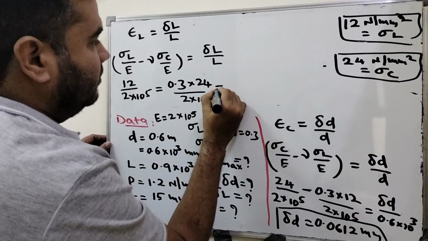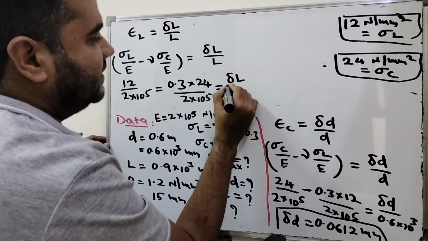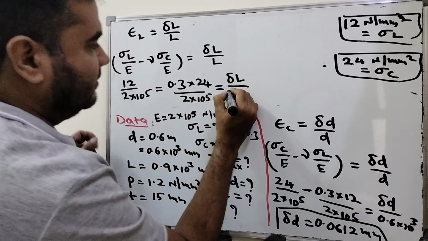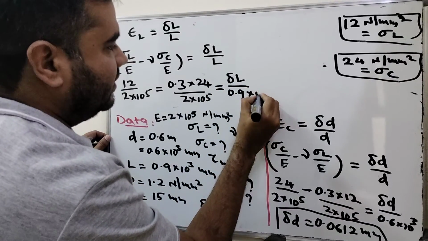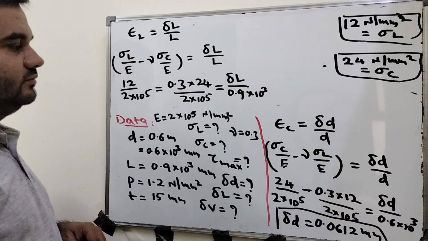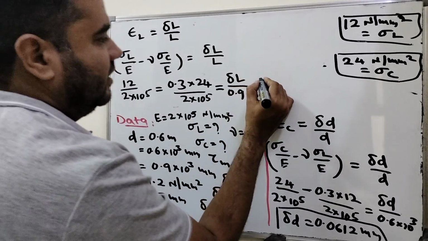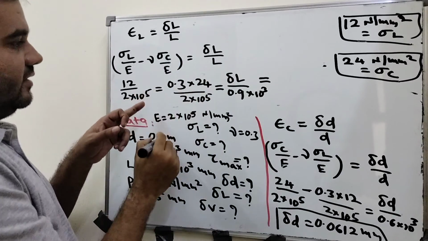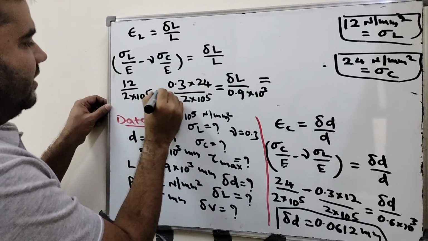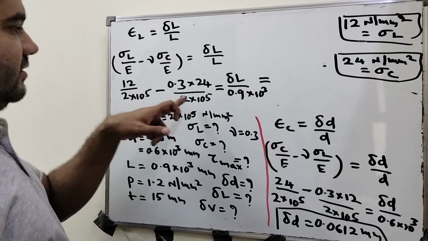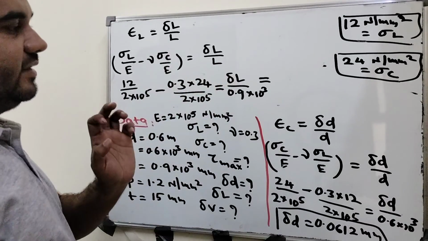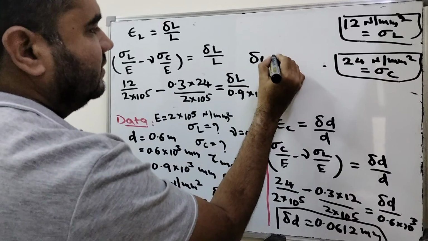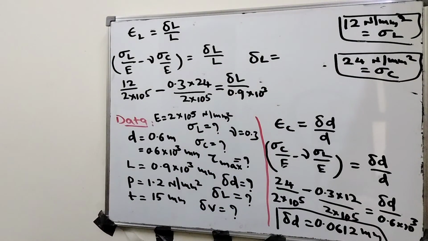Equal to the change in length of the cylinder divided by original length, which is 0.9 into 10 raised to 3. So now only one is unknown data, the change in length. So simplify, this is minus, here minus. The only unknown is the change in length.